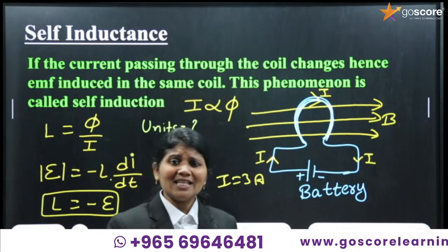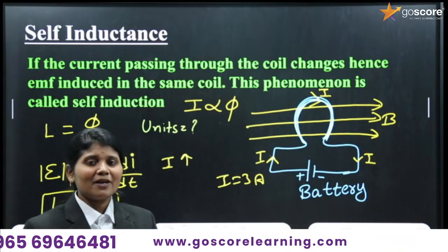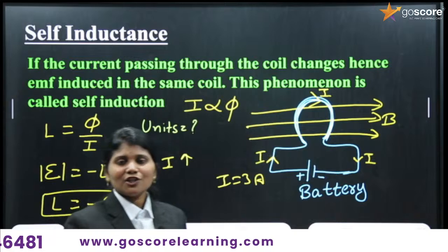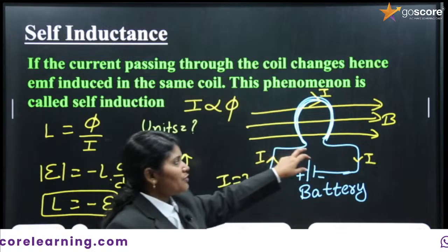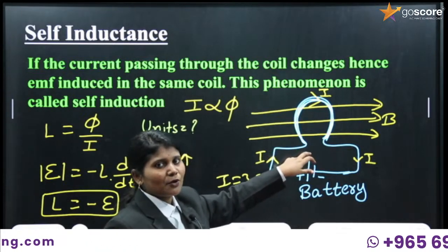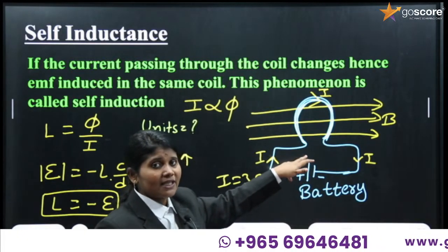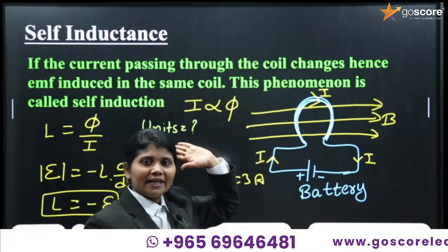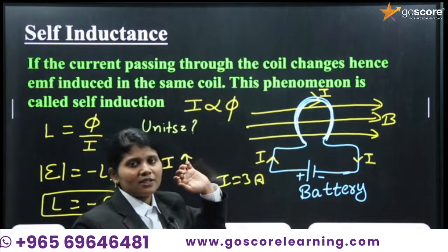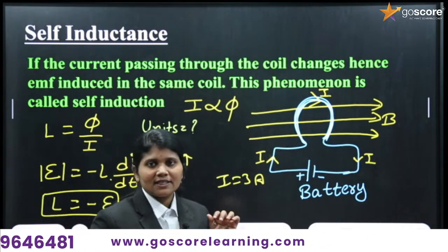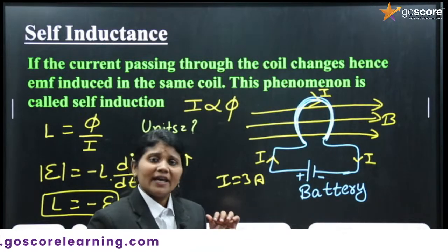Here gradually increasing means what? Change in flux. Change in magnetic flux produces the EMF. That EMF is produced in this coil only. That's why it is called self-inductance. In this coil only we are giving current, and from this coil only we are getting EMF. That type of inductance we call self-inductance.